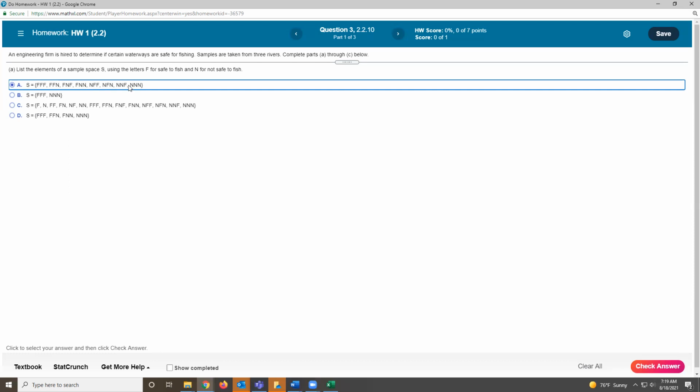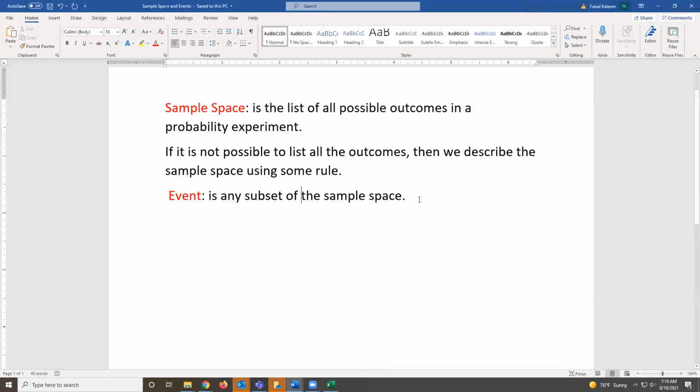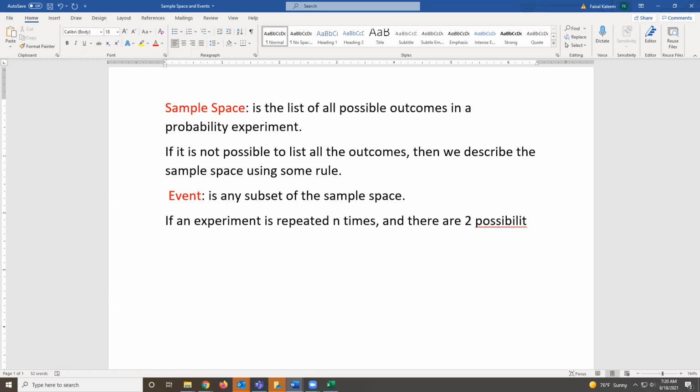So in general, in order to know how many points such a sample space has, let's open Microsoft Word and say that in general, if an experiment is repeated n times and there are 2 possibilities each time, then the sample space has 2 power n elements.